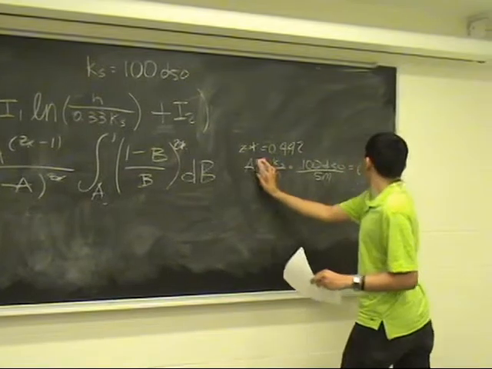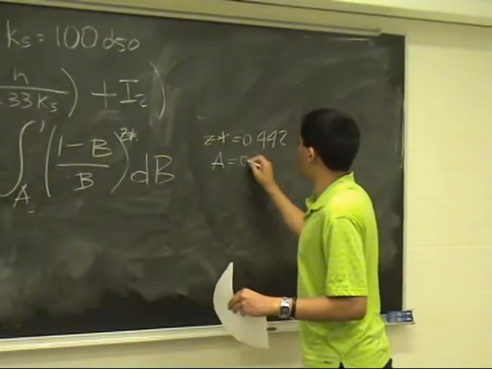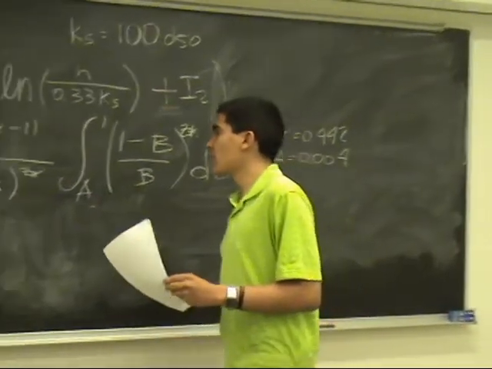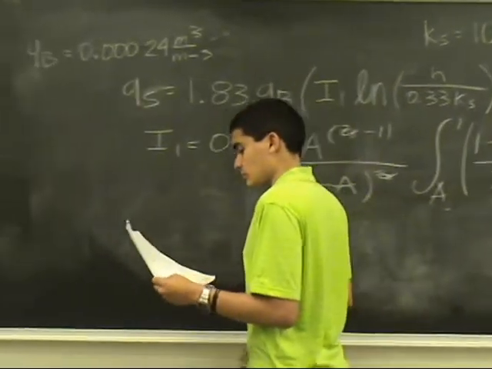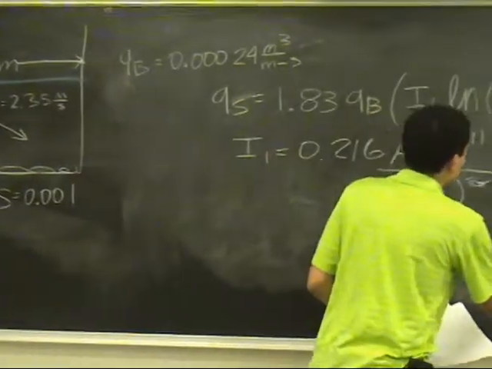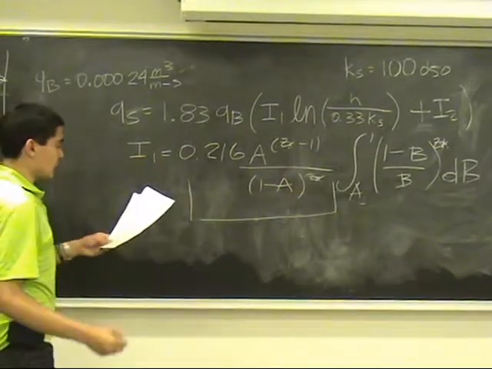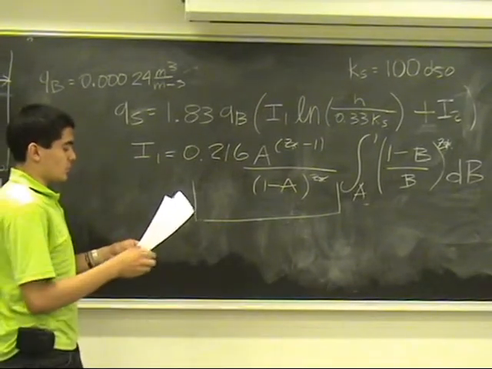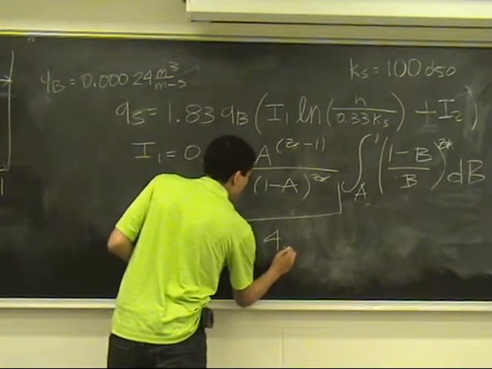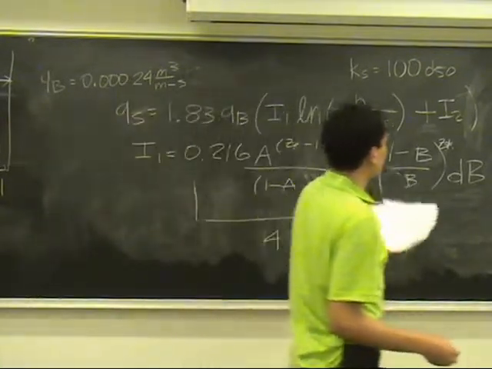I'm gonna simplify it. A equals 0.004. We have everything we need to calculate this integral. My first suggestion is that you go ahead first and simplify this whole term here. If you do that, you will come up with 4.71 here.